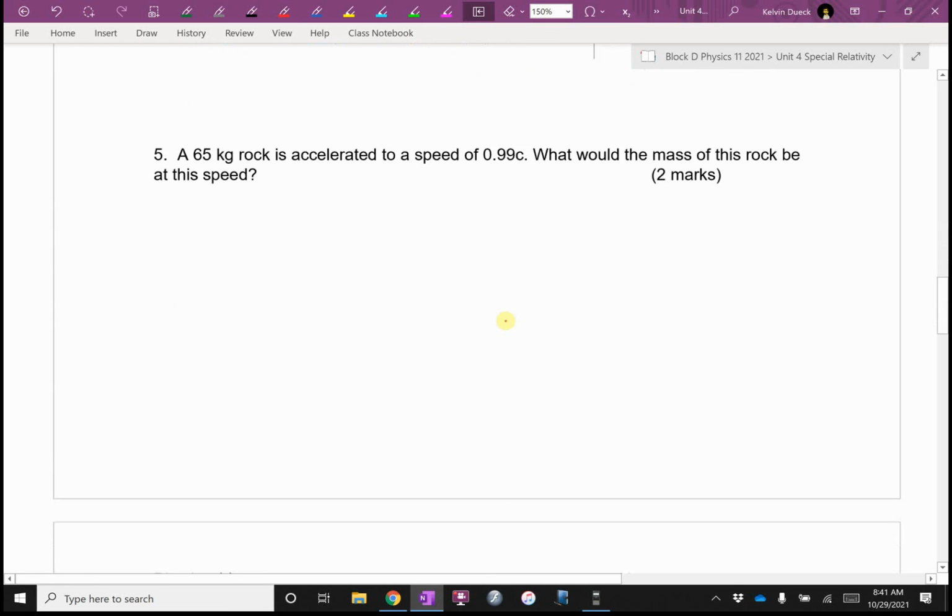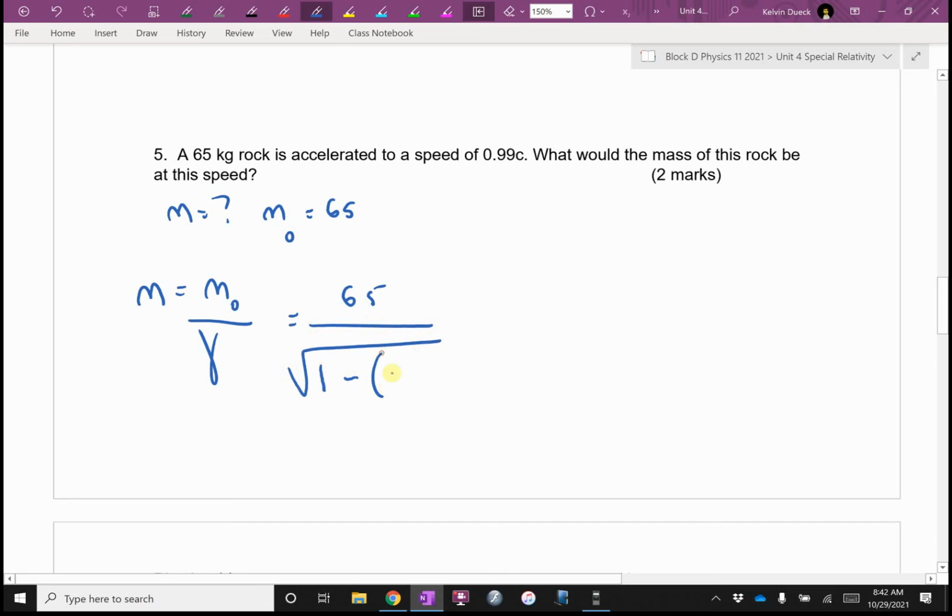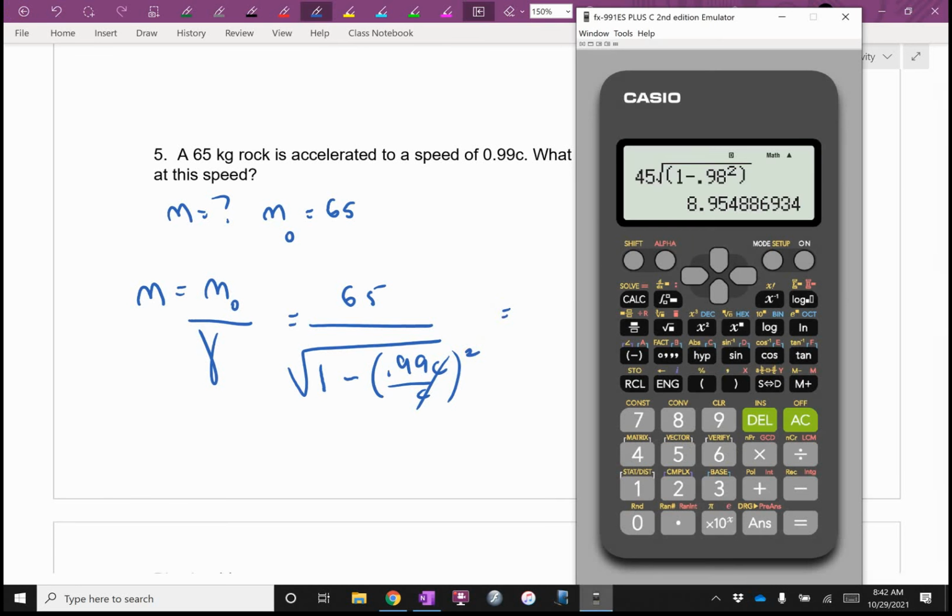Ooh, they want me to find a mass. You know what? I think they're asking me to find M. I think M0 is 65. Okay, I think the mass equation, am I right? Is it M0 divided by the square root thingy? Okay, I'm going from memory and I always get these. They all look alike. It's easy to get them mixed up, so use your formula sheet. It's going to be 65 divided by the square root of 1 minus 0.99 c over c. Don't forget the squared, Mr. Dewick.